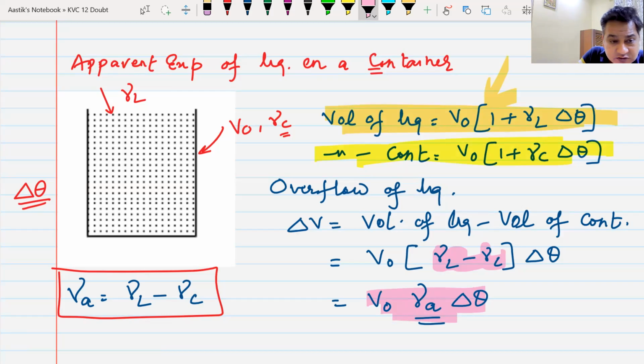Now we'll do a couple of questions, because this is how the question might come. Are we ready for the questions? So I'll give you a couple of questions, and I think that should settle the debate about this one. And remember, for solids or the container, they might not give you the value of gamma. They will give you the value of alpha. Okay, my dear friends, are we ready for the question?